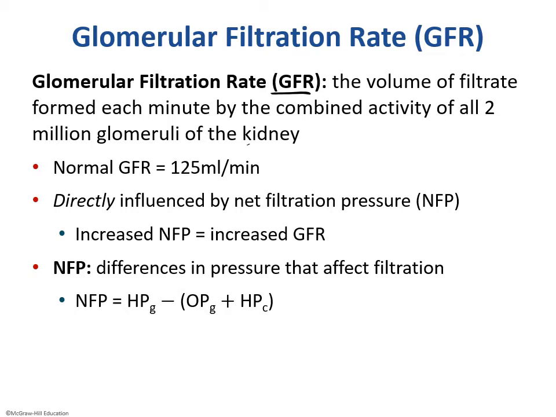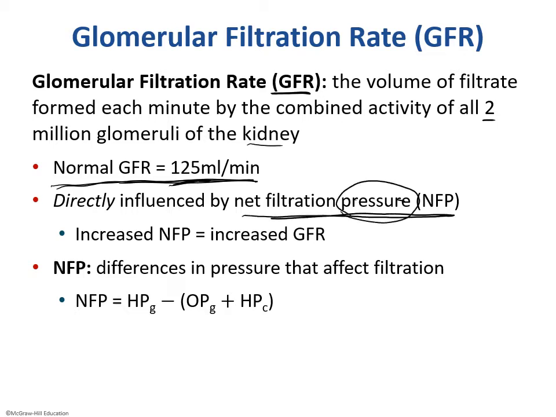Remember, each kidney has about 1 million, so that's why we have 2 million, because we're talking about both kidneys here. A normal glomerular filtration rate in a healthy individual is about 125 milliliters a minute. This can change if we have really low blood pressure, really high blood pressure, or if a certain area of the filtration membrane is broken down or not working. So this is a really good way to understand what's going on in the body. This is going to be directly influenced by net filtration pressure.